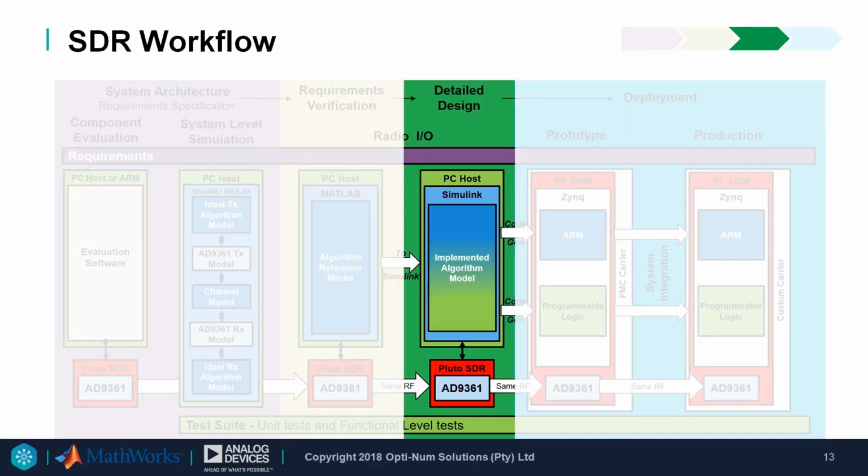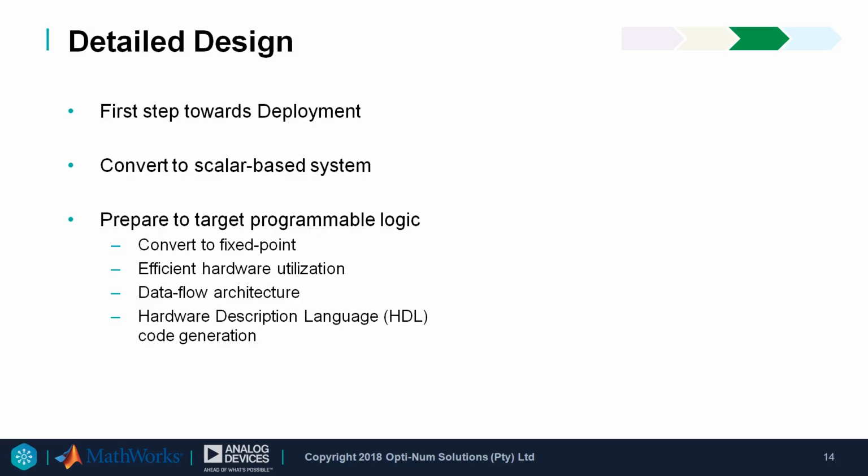Now that our reference algorithm is verified, we can move on to our detailed design phase. This phase is our first step towards hardware deployment, where we need to convert our vector-based approach in MATLAB to a scalar-based system. We also need to target programmable logic by converting to fixed point operations, looking at efficient hardware utilization and data flow architectures, and finally moving on to HDL code generation.